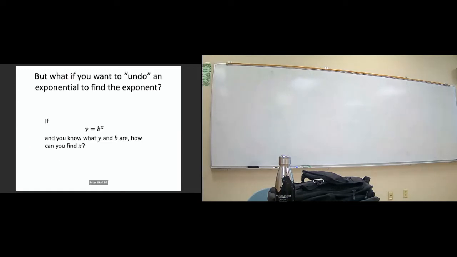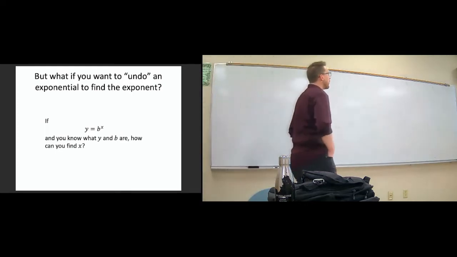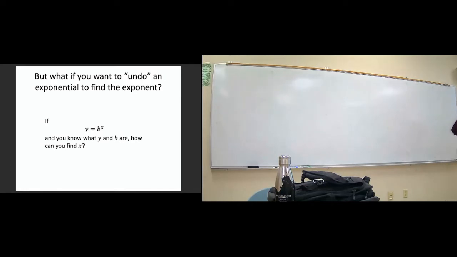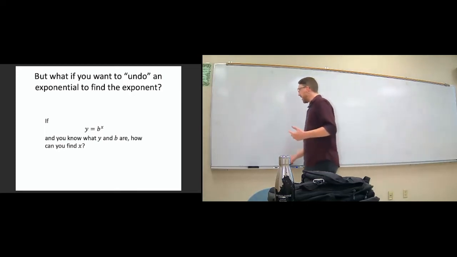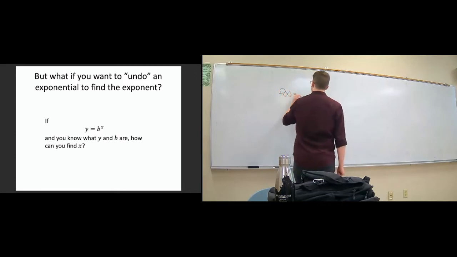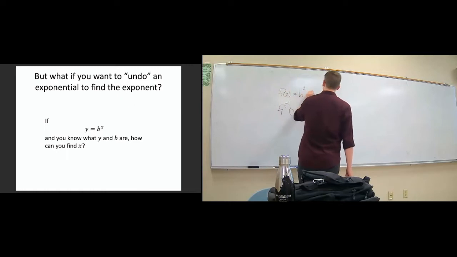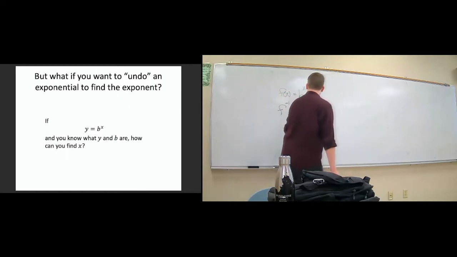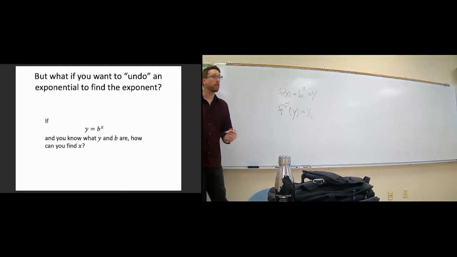If I click on the right button, there we go. All right. So we've been talking about exponential functions. A natural question might occur. What if we want to undo the exponential function? So instead of saying f of x is equal to b to the x, let's say we want f inverse, so that if we put y through it, we're going to get out x. What would that inverse function be? That's the question here, right?